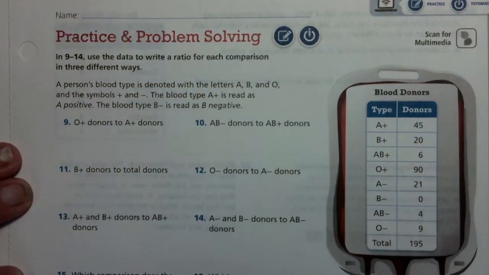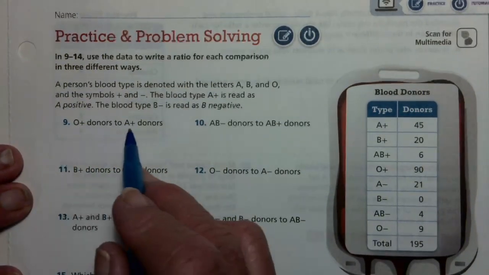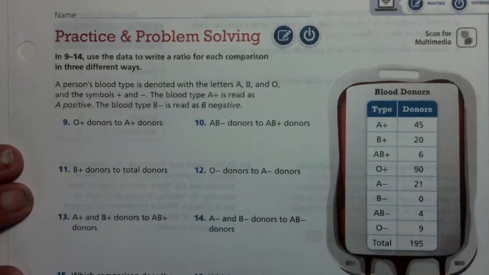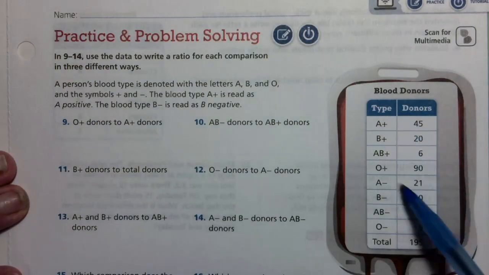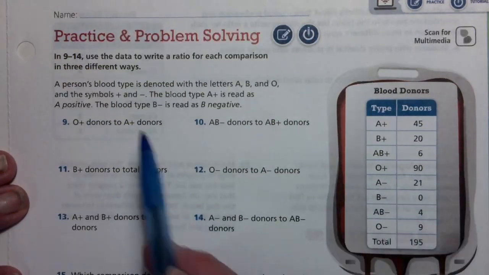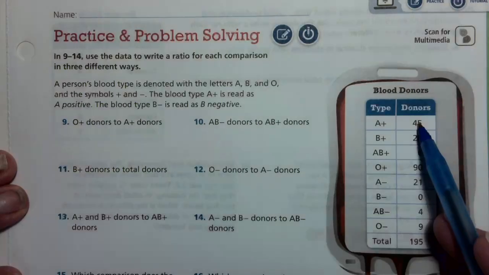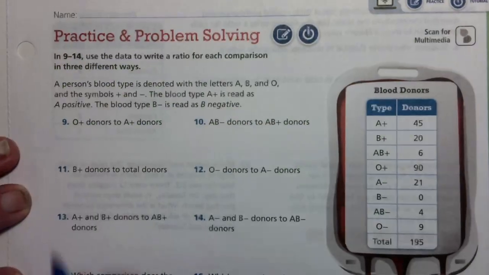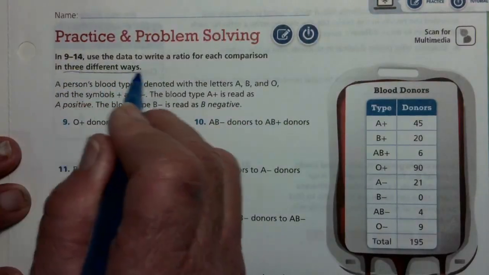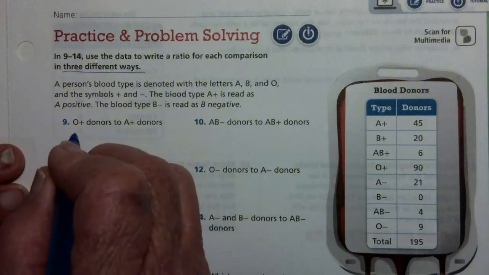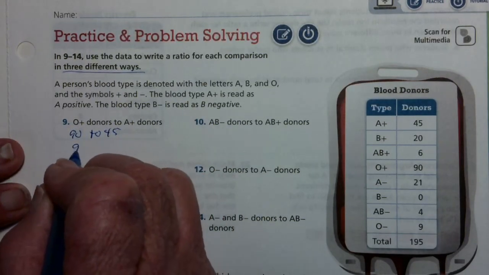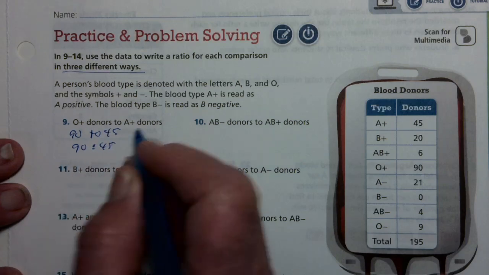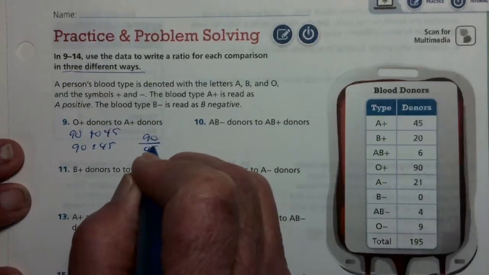For example, O plus donors to A plus donors. Where's O plus? You got to use the chart over here. How many O plus donors are there? O plus, there's 90 donors. How many A plus? There's 45. So your answer should be, and you're supposed to do this 3 different ways. So you got 90 to 45. You've got 90 colon 45, or you've got 90 over 45.